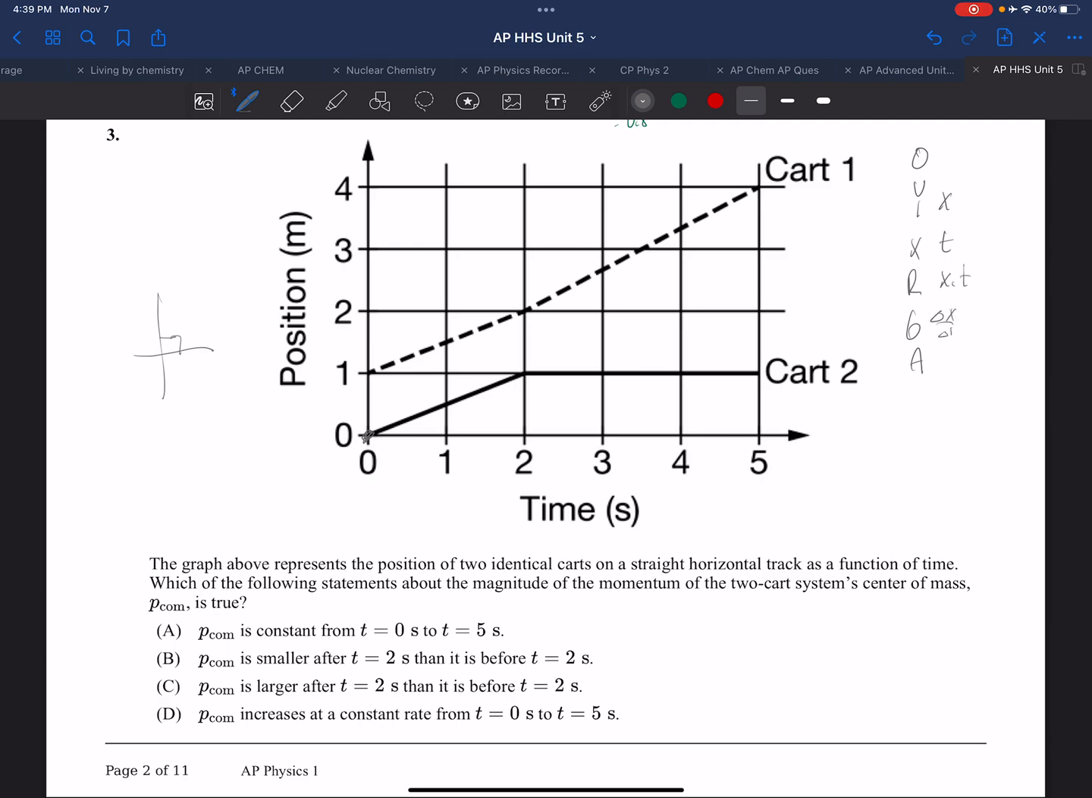The gradient's delta x over delta t, which is the average velocity, and the area is x times t, meter seconds, which has no value whatsoever. We now look at this question. 2 identical carts, and why identical carts are important is that it tells us that the masses are equal. Straight track, position is a function of time. The magnitude of the momentum of the system, the center of mass, is true.